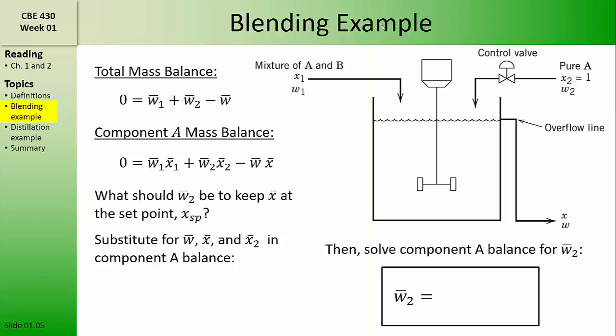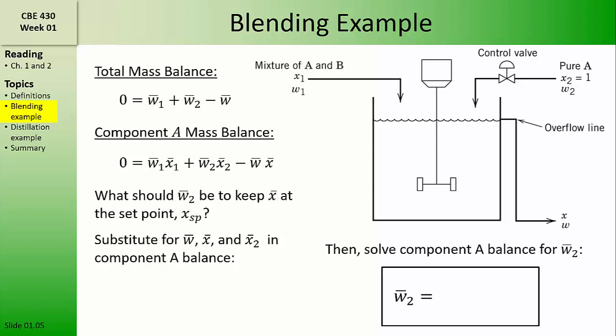And we do that by modulating the flow rate of stream 2. Stream 2 has a control valve on it that allows us to change the flow rate. We might need to change the flow rate of stream 2, for example, if the inlet flow rate or composition might be changing with time. So the control law for this blending tank will tell us what the value of W2 should be in order to keep X at its desired set point.